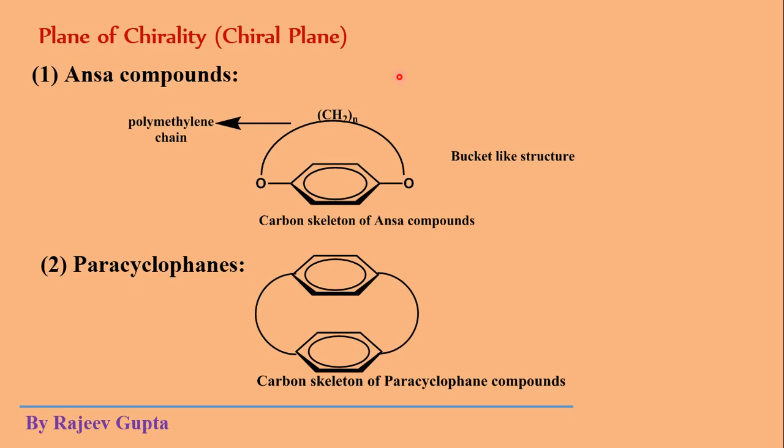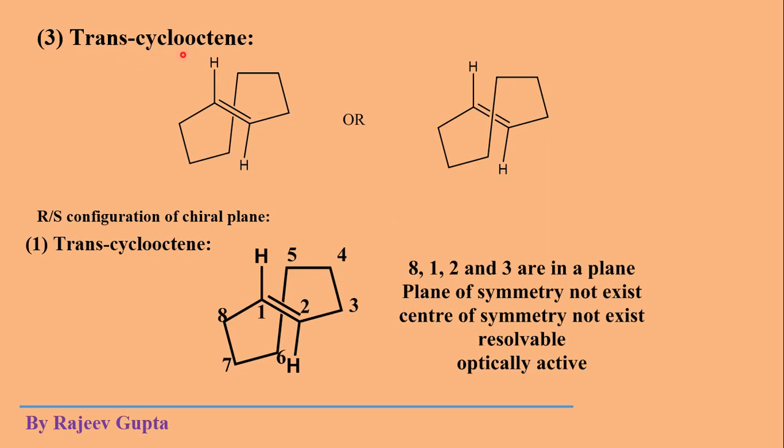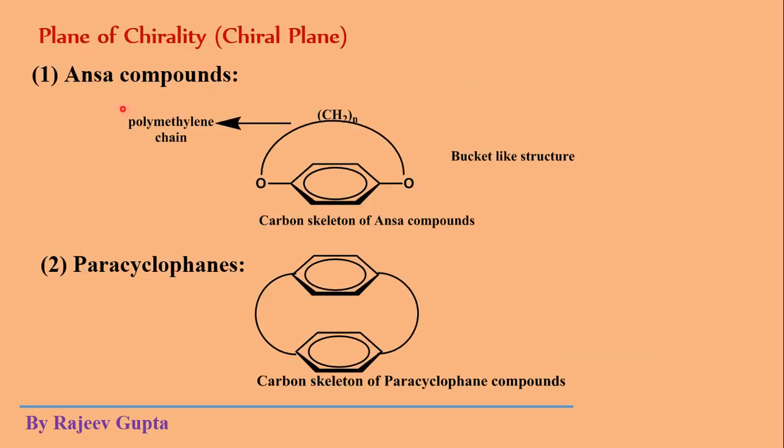Now the next element of chirality is the chiral plane, or plane of chirality. We have seen examples of chiral planes as ansa compounds, paracyclophanes and trans-cyclooctenes. These are the three molecular examples of chiral planes. So the first example is ansa compounds.